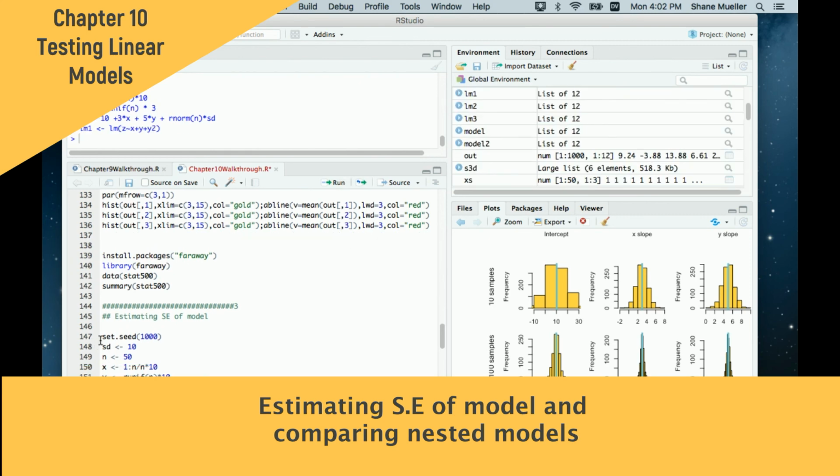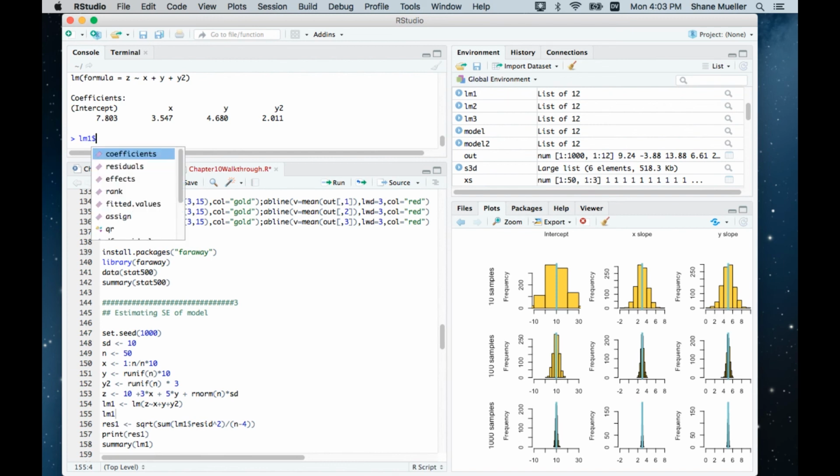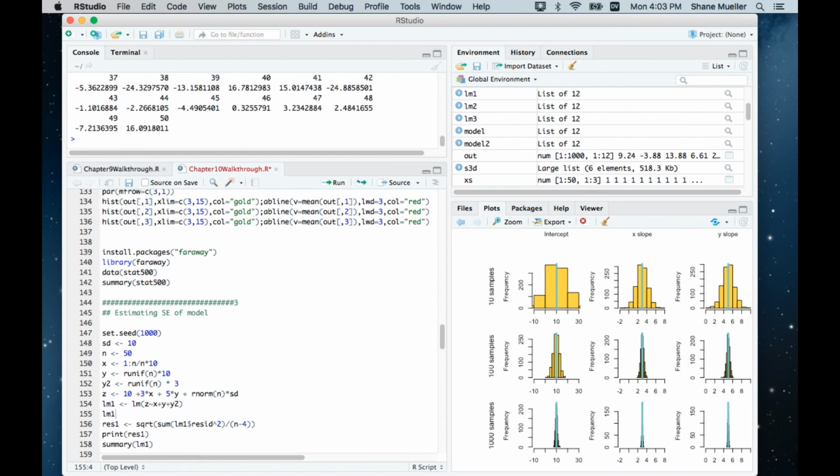Here's a data set that I created that we're going to be using. It's really the same thing as we saw before, I guess. And if we just look at lm1, we see the values. And I can get the residuals, lm1.resid, and I can apply this formula here.